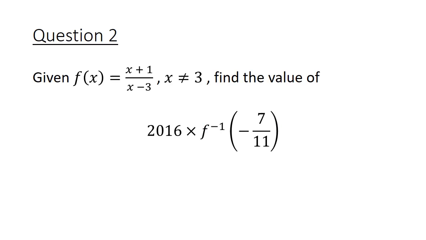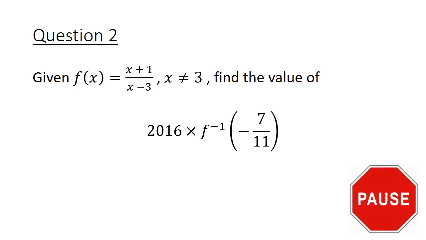Let's have a look now at question 2. Given that f of x equals (x plus 1) divided by (x minus 3), where x cannot be 3, find the value of 2016 multiplied by the inverse function of negative 7 over 11. Pause the video here to give this question a good try.